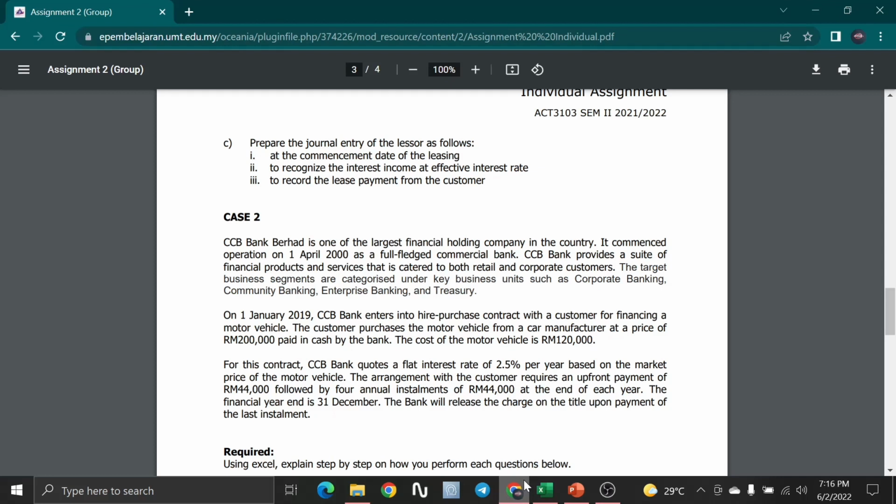So we go to the question. Case 2. CC Bank Berhad is the lessor and the customer is the lessee. On 1st January 2019, CC Bank entered into a hire purchase contract with a customer for financing a motor vehicle. The customer purchases the motor vehicle from a car manufacturer at a price of RM200,000 paid in cash by the bank. The cost of the motor vehicle is RM120,000. The flat interest rate is 2.5% per year. The upfront payment is RM44,000. The annual installment is RM44,000 also.